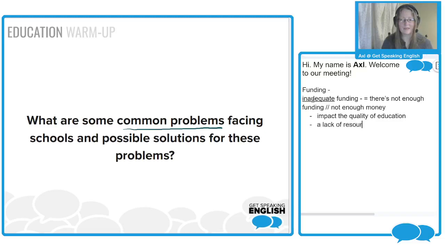And that might impact the quality of education, for example, a lack of resources. So, books, learning material, maybe computers, etc. Maybe also inadequate facilities. So, for example, maybe there's not enough room or enough space, maybe there are no libraries or labs, right?